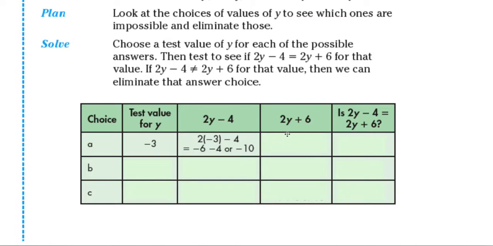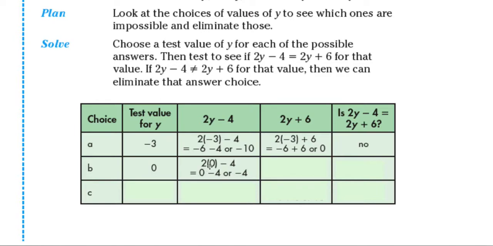And if we let y represent negative 3 for the expression 2y plus 6, we now have 2 times negative 3 plus 6, negative 6 plus 6, or 0. We know for a fact that negative 10 is not equal to 0. So the answer is no for that one. And let's take a look at choice B. It says 0, so let's substitute y with 0.